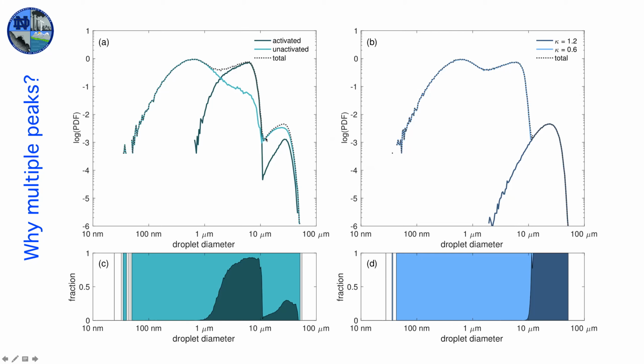So what's happening is that there's a limited number of these coarse mode ones, and so those grow, that creates the rightmost peak. Because there's a limited number of these, many of the accumulation mode start to exceed their critical supersaturation and activate as well. And then we have a third peak here, which is due to unactivated accumulation.